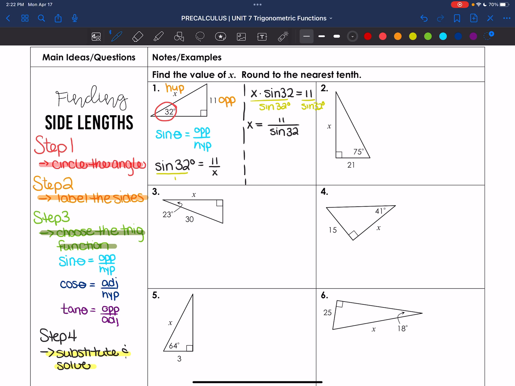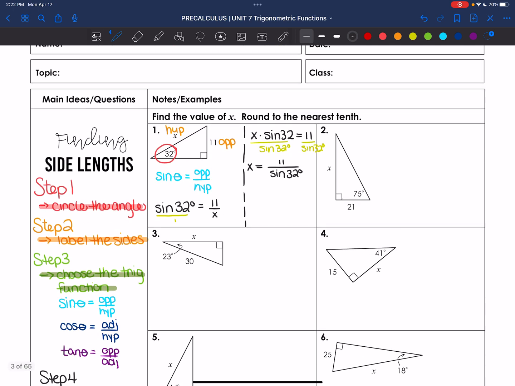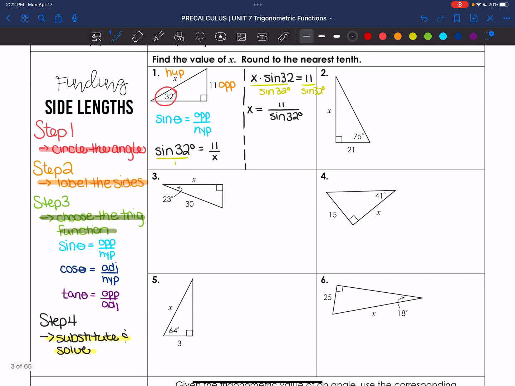And this is where you just grab your handy dandy calculator and we will round to the nearest tenth. So you type that in and you would find that 11 divided by sine of 32 degrees is about 20.8. Ladies and gentlemen, that represents the length of the hypotenuse in this first example.